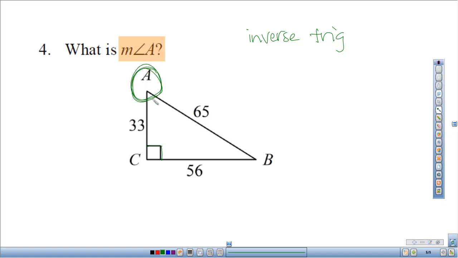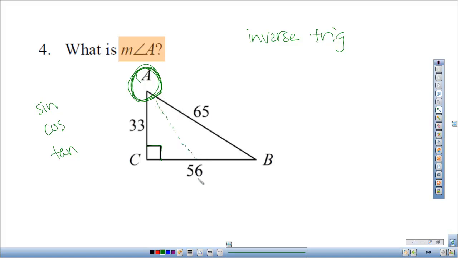So I'm going to notice that I'm working with angle A. Now, I have three sides here. In other words, I could really work out this problem using sine, or using cosine, or using tangent, but you're not supposed to use all three. You just have to pick one. So here's what I think I'm going to do. I'm going to use the 56.